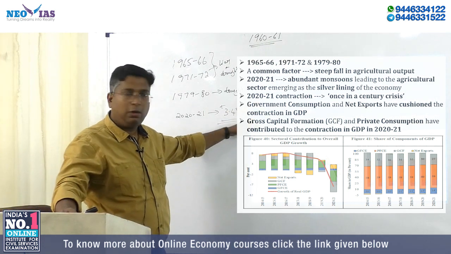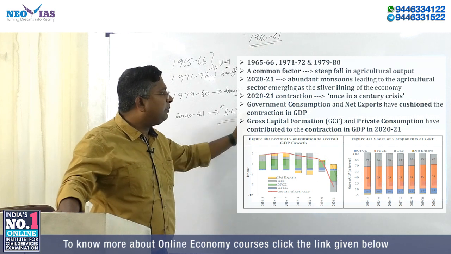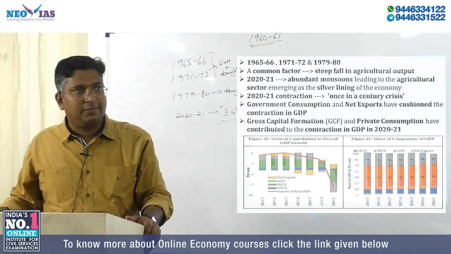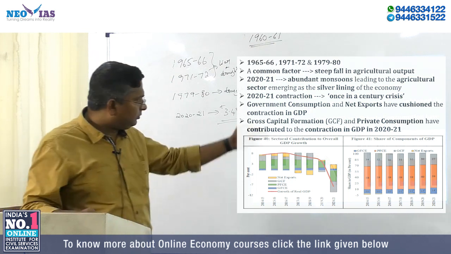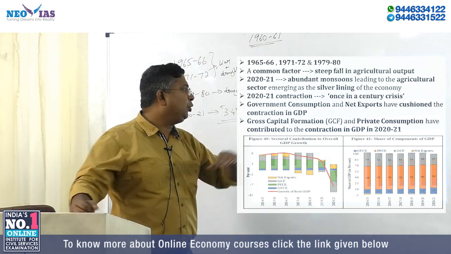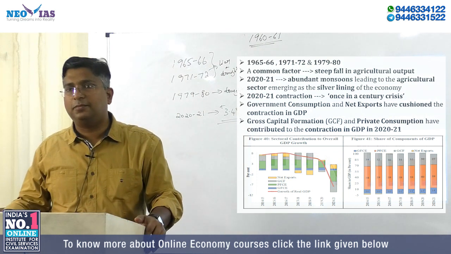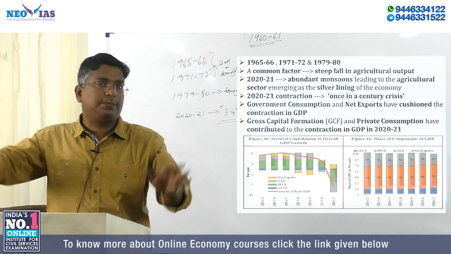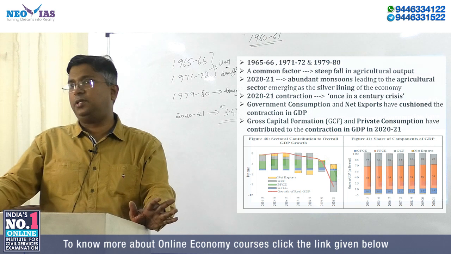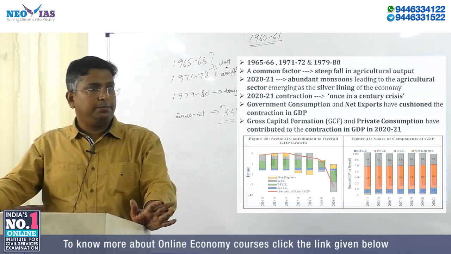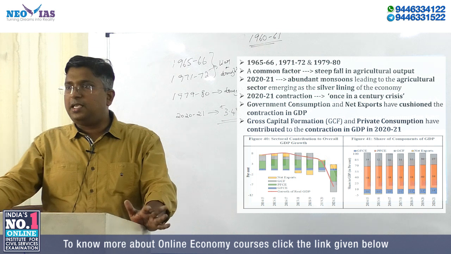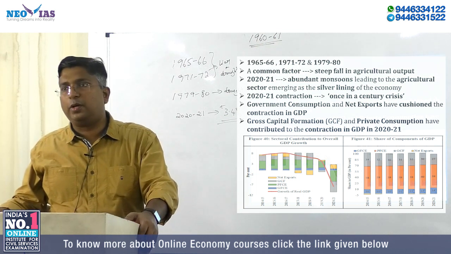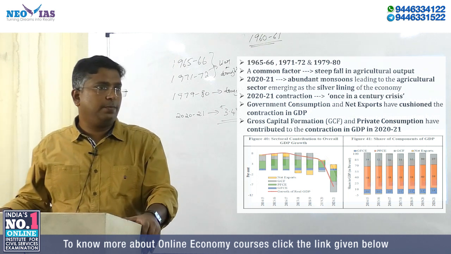Or they will say that private consumption cushioned the contraction in GDP. They will say that net exports contributed to the contraction in GDP in 2021. So they will confuse you. So be very clear and use your common sense. Don't learn it by heart, use your common sense, okay? During the lockdown period, naturally, try to understand, we are still an import dependent country, because our import is more than export.